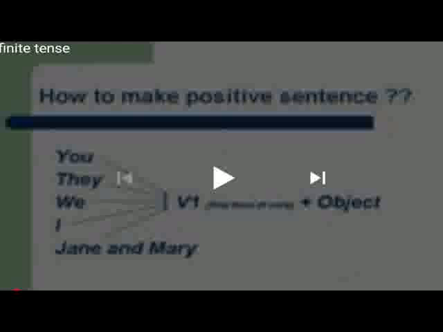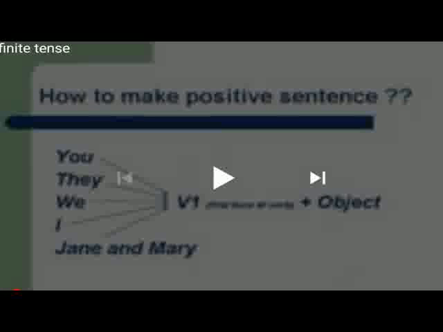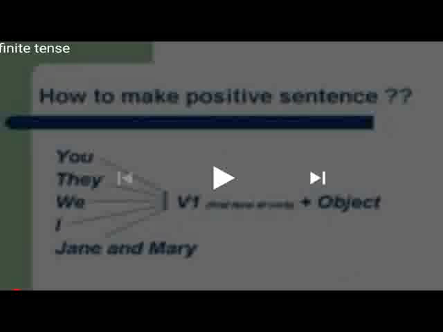So how will we make affirmative sentences? We will use the first form of verb. With he, she, it, we will use s or es with the first form of verb, and with you, they, we, and I, we will only use the first form of verb.